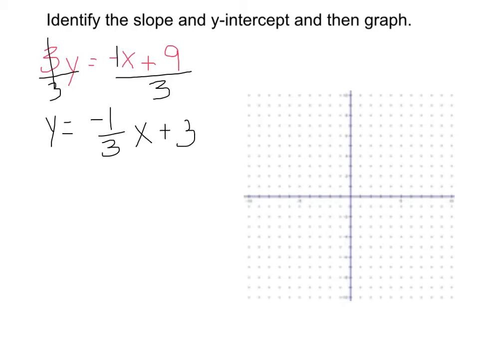Now we have our y by itself, so our m, or our slope, is negative 1 over 3, and our b is 3. We always start with our b, our y-intercept. Since it's positive 3, we need to go up 3. You always start up or down first. My slope is negative 1 over 3, which means I go down 1 over 3. Or I could have gone up 1, but back 3. And that is my line.